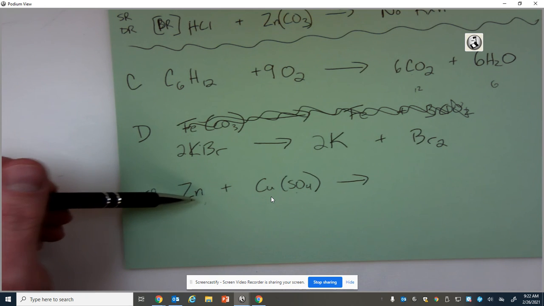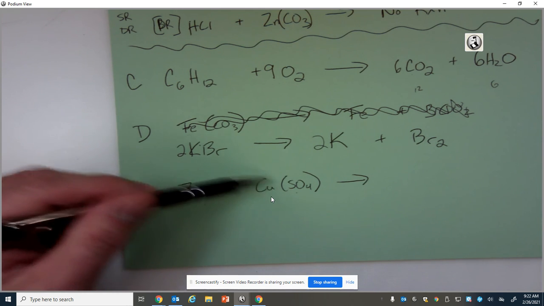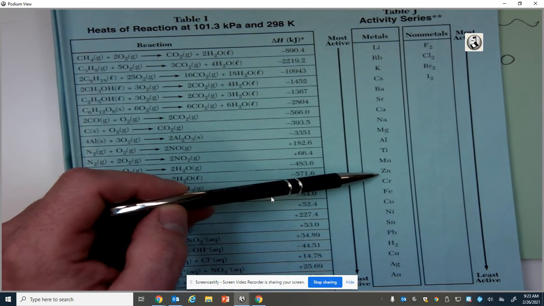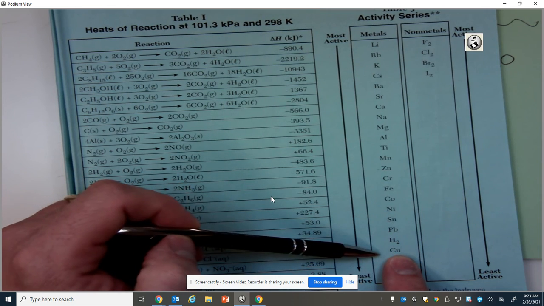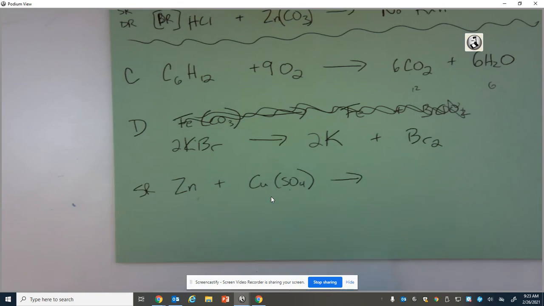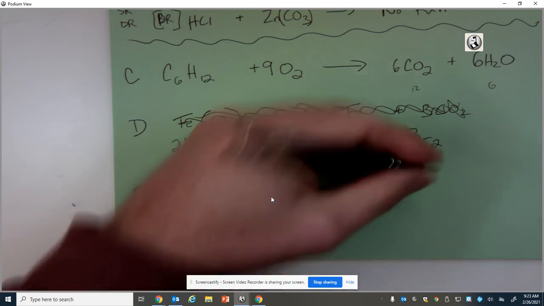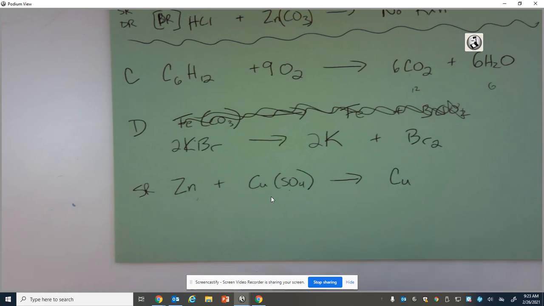Zinc, being a positive ion, can only kick out the copper. So we look down here. We've got to find zinc, and then we've got to find copper. Copper is way down here. So zinc is definitely more reactive than copper, so this reaction will occur. So the zinc's going to kick out the copper. As a result, copper is going to be by itself.